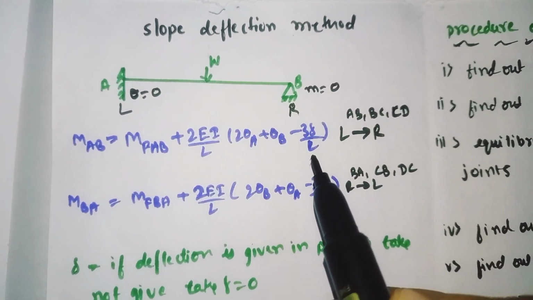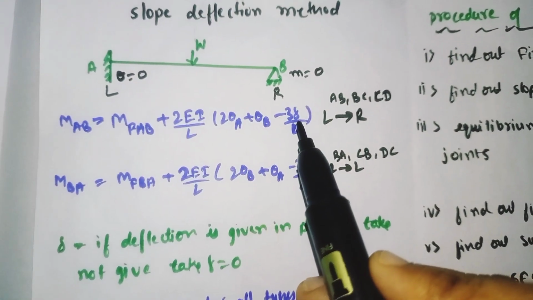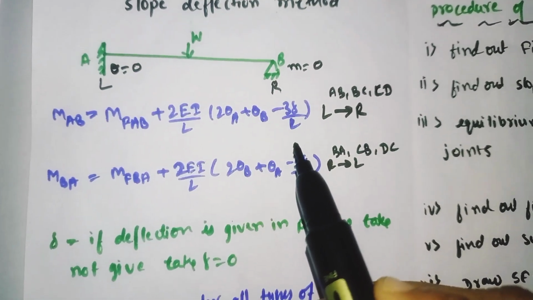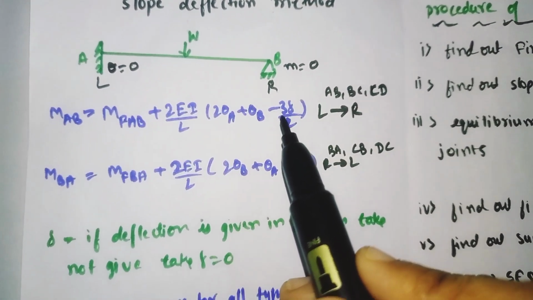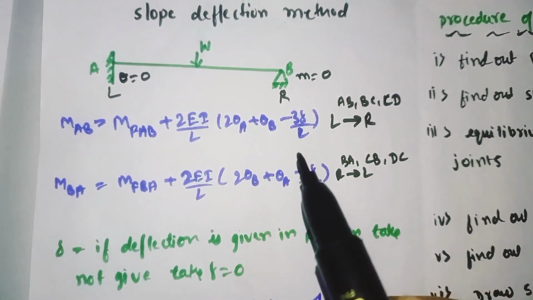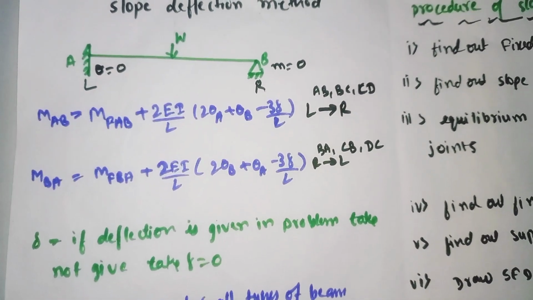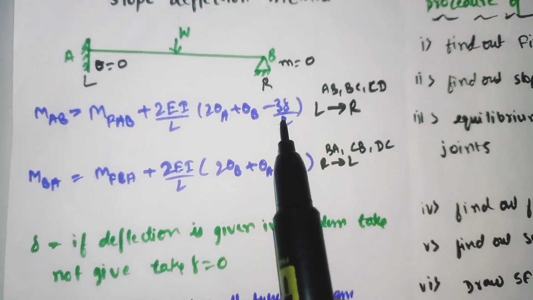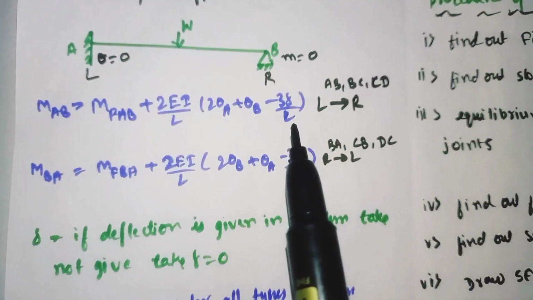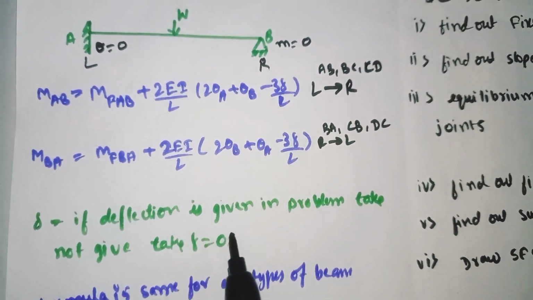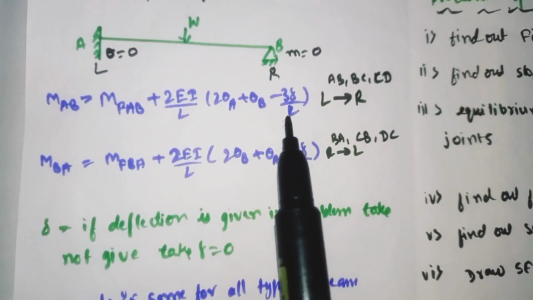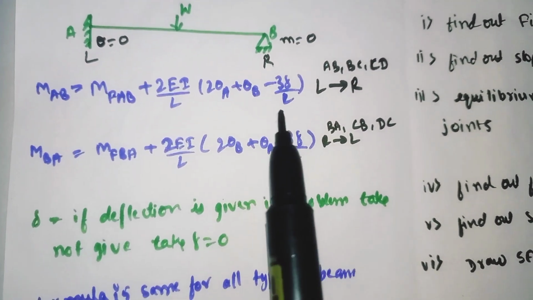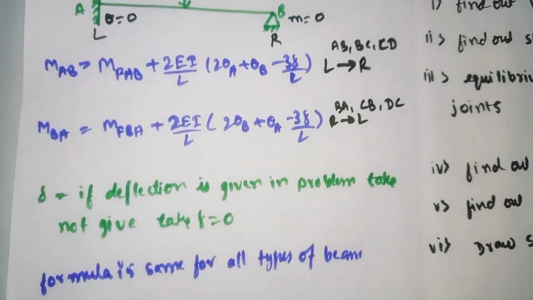Here delta means in some problems they will give the deflection, the deflection of 2 mm, 5 mm like that. If they mention it in our question, then we need to substitute that value. In case of 3 delta divided by L, if it is not mentioned in our problem, we need to keep it as 0. We only need to substitute the value when it is mentioned in our problem. If the deflection is given in our problem, then take that value and substitute it here. In case of minus 3 delta divided by L, if not mentioned in our problem, we need to keep it as 0.